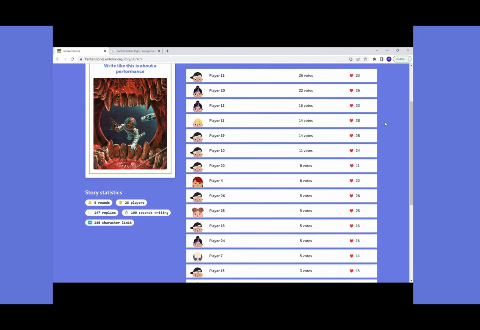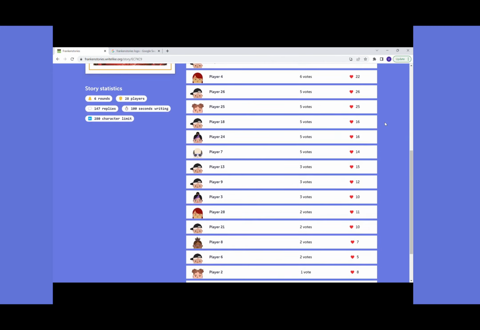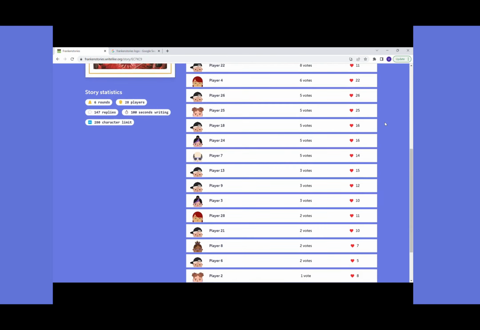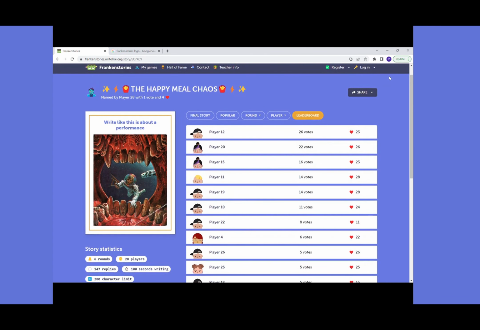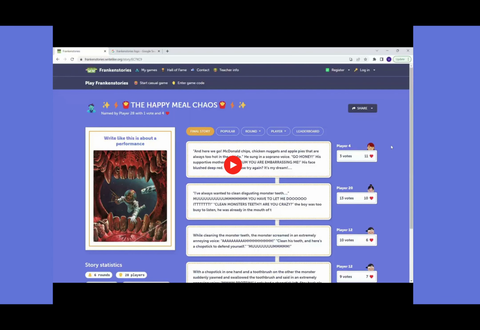So you can see here on the leaderboard how many votes you got for your responses and how many likes you got. So you might have gotten a lot of votes, but not a lot of likes, or vice versa. So it's a really, really cool tool to utilize because it redefines what it means for students to be writing collaboratively. So talking about the SAMR model, when it comes to redefinition, doing an assignment like this wouldn't have been possible without a program like Frankenstories.